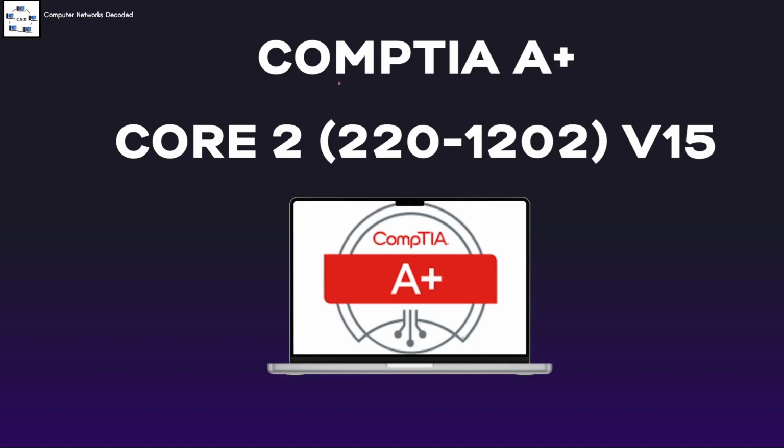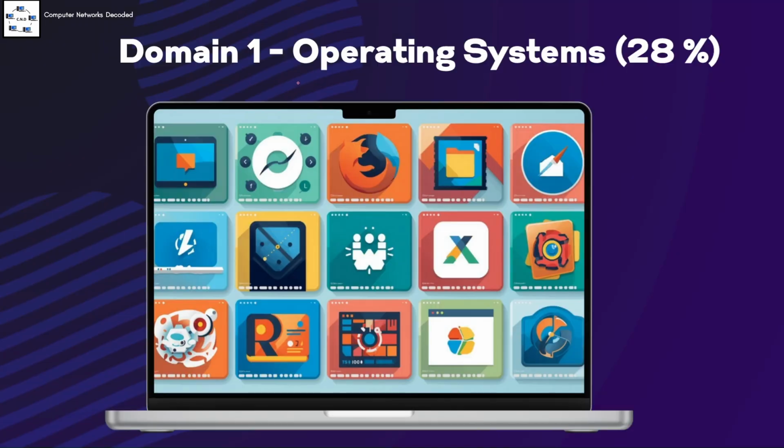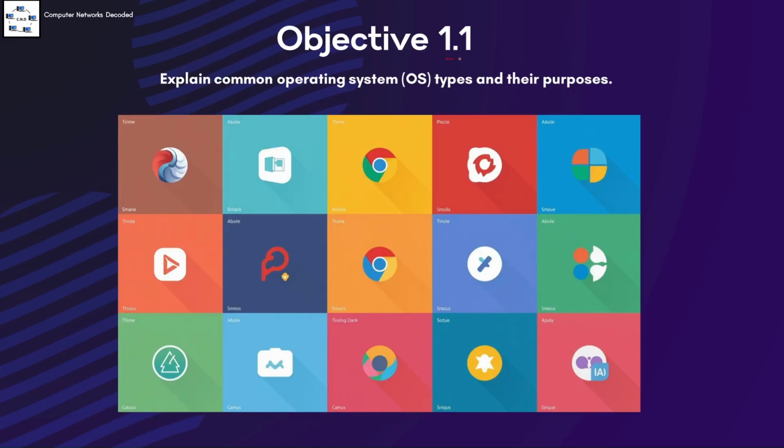So welcome to our CompTIA A Plus Core 2 course, and this is the latest edition of this course. Our domain number one is operating systems, and as you can see, it is the largest domain and carries a 28% weightage of the overall course. Our objective 1.1 is explain common operating system types and their purposes.